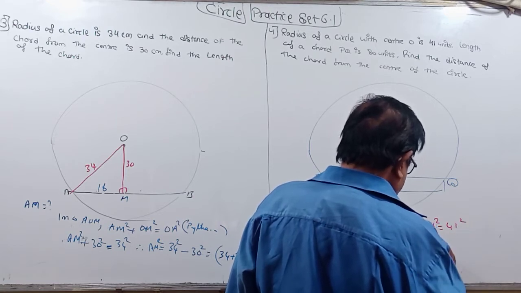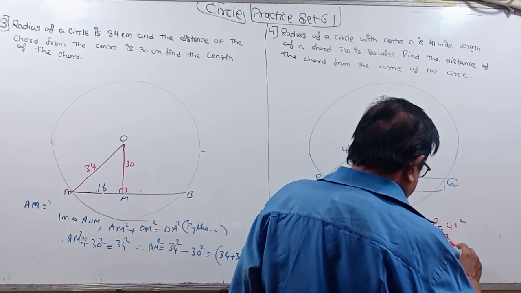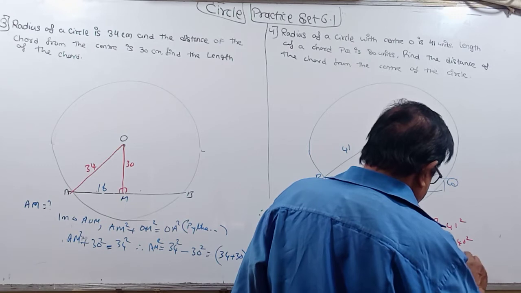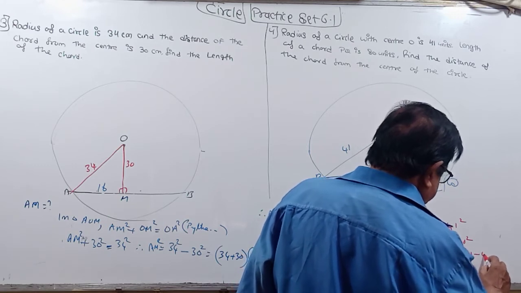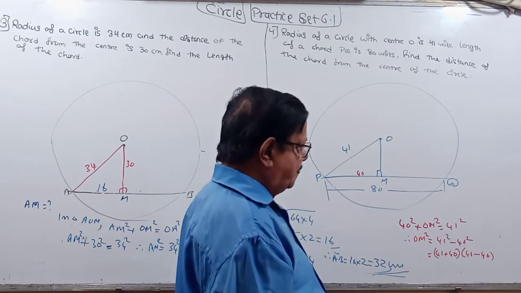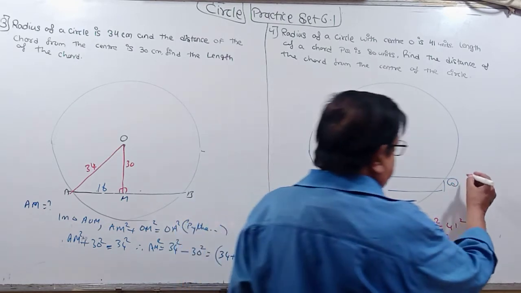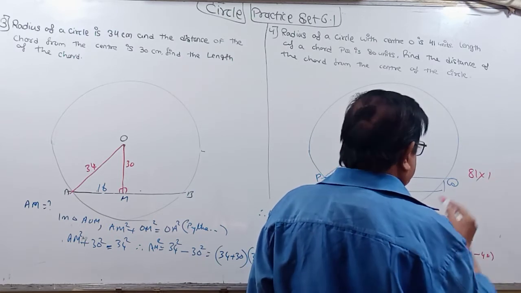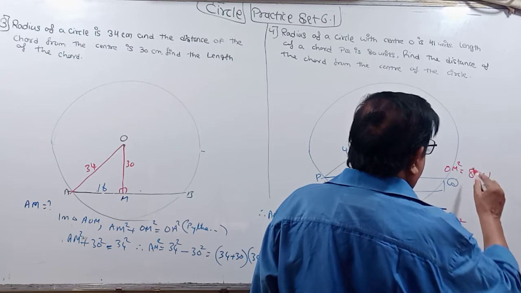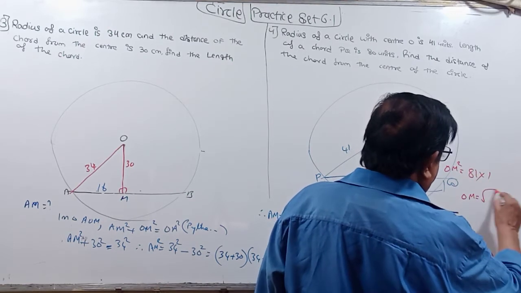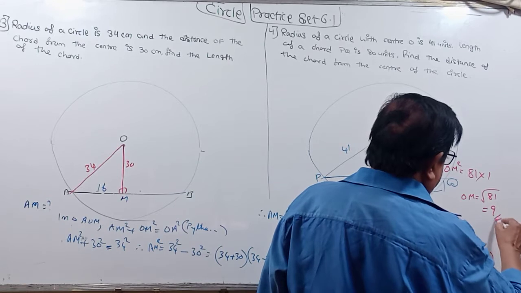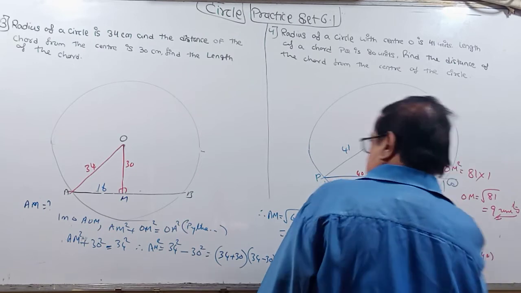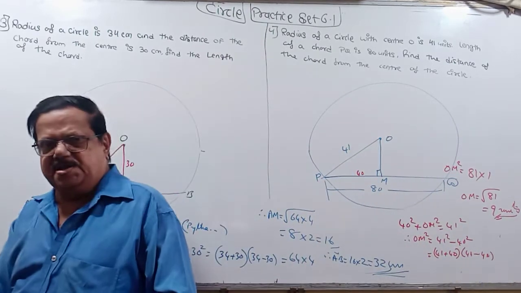Therefore, OM square is equal to 41 square minus 40 square, equal to 41 plus 40 into 41 minus 40. 41 plus 40 is 81, into 41 minus 40 is 1. That is OM square. Therefore, OM is equal to square root of 81, equal to 9. Units were given, so the answer is in units. Very simple, can be done by anybody.